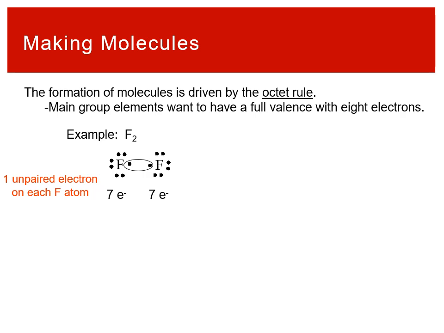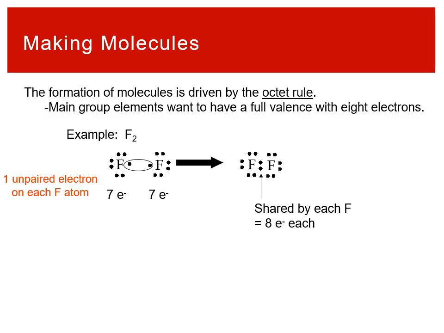And if we look at what's going on, we can see that overall there is just 1 unpaired electron on each fluorine atom. And these unpaired electrons are what lead to instability. This is why atoms are going to react, because they want to get rid of these unpaired electrons. They want to pair them up. And so what can end up happening is we can also see they only have 7. They each need 1 more, so they can share that pair of electrons.